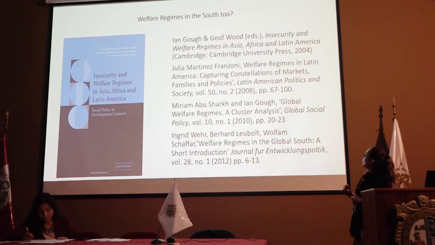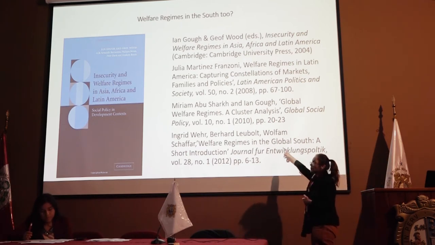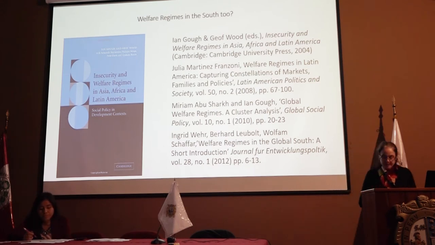And most of the work, and I've got a number of pieces of writing there if you're interested to look at them, argues that it is very difficult to develop models, but they have begun. So for instance, you've got Franzoni. Franzoni says there are three models in the global south. She wants to develop three kinds of world, a bit like Esping-Andersen. She argues that countries like Argentina, Brazil, Costa Rica, and Uruguay are industrialized, and they have an industrial model, pitched at a lower level than much of Esping-Andersen's, but it's a welfare programmed kind of model.